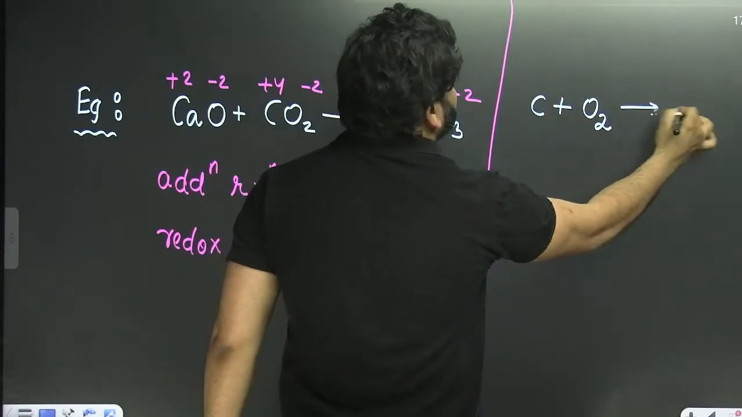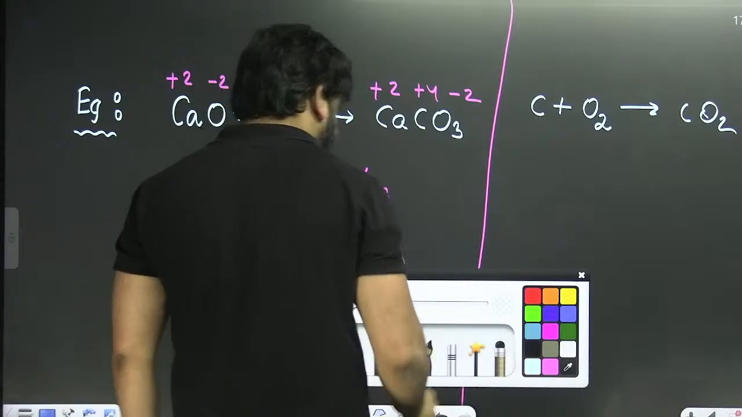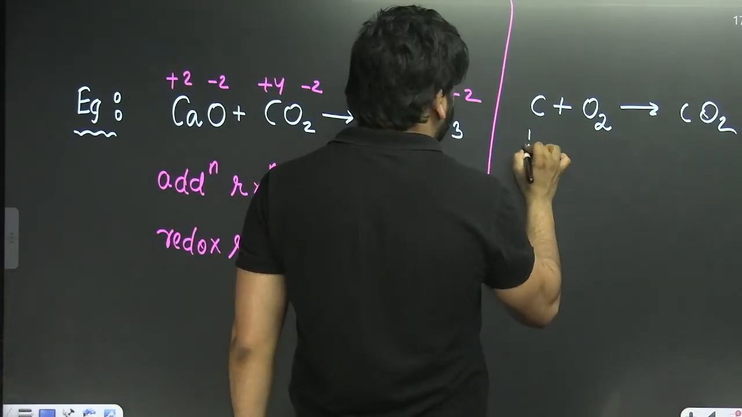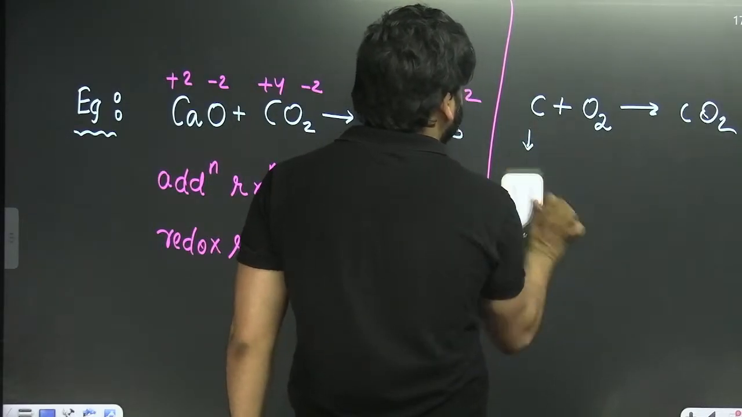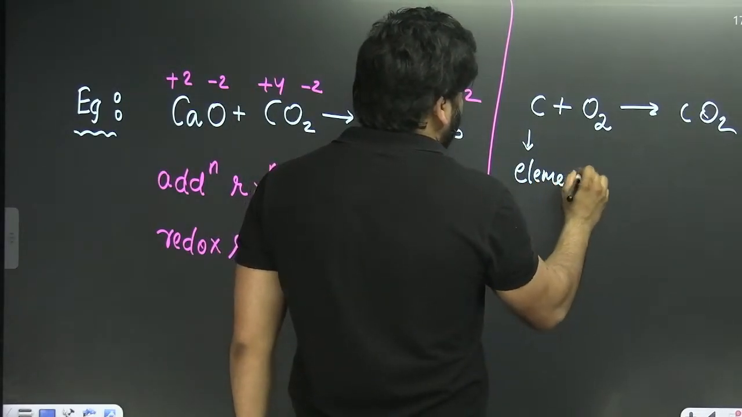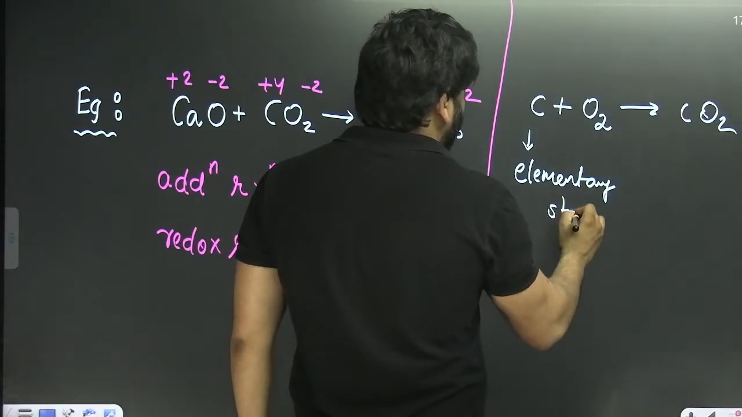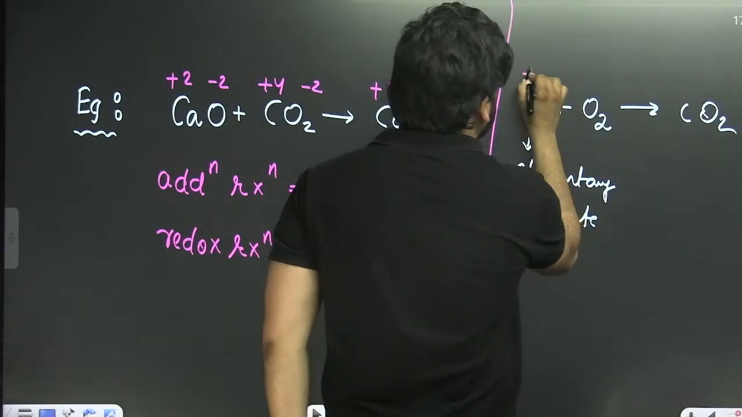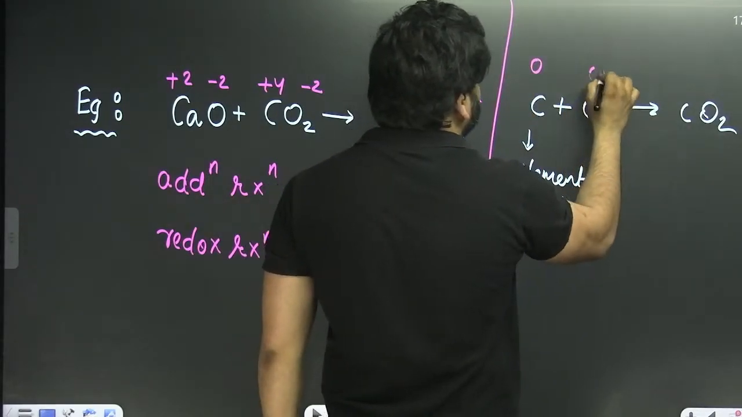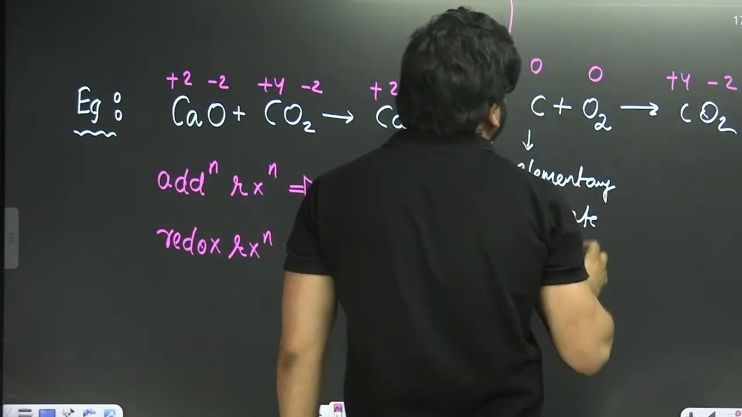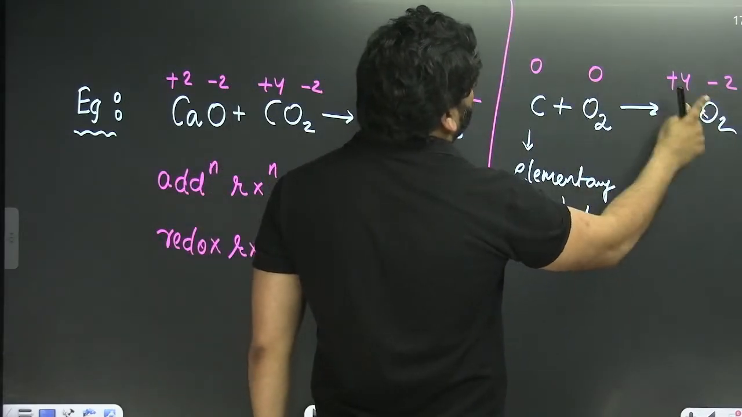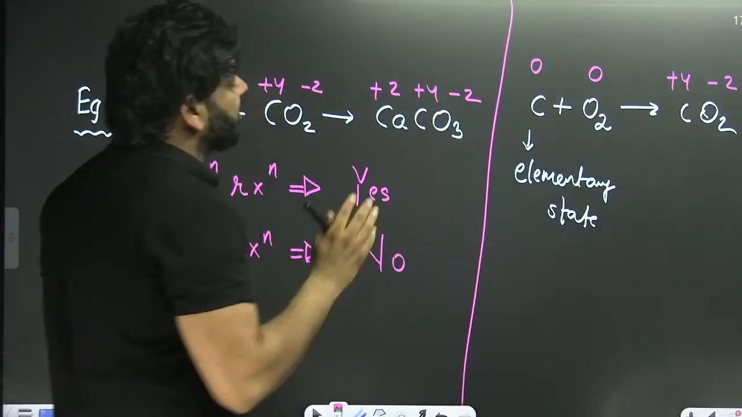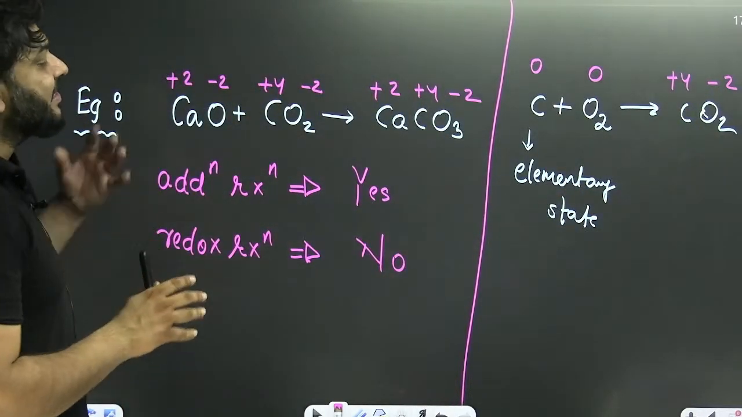C plus O2 producing CO2. What we find is both of them, let it be oxygen, let it be carbon, are in reference state, or we can say elementary state. So if they are in elementary state, let us write their oxidation state. This oxidation state is 0 in its native state. This is 0 and this is going to +4, this is going to -2. So we can find the change in oxidation state. 0 to +4 will give you what? Oxidation, and 0 to -2 is reduction. Since oxidation and reduction are both happening simultaneously, this reaction becomes a redox reaction.